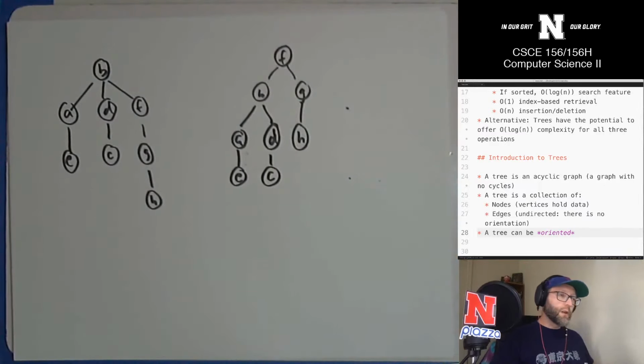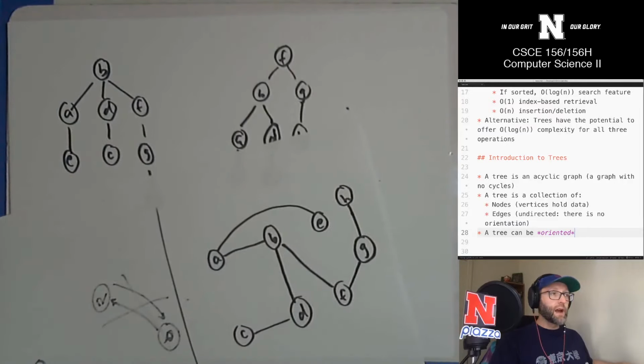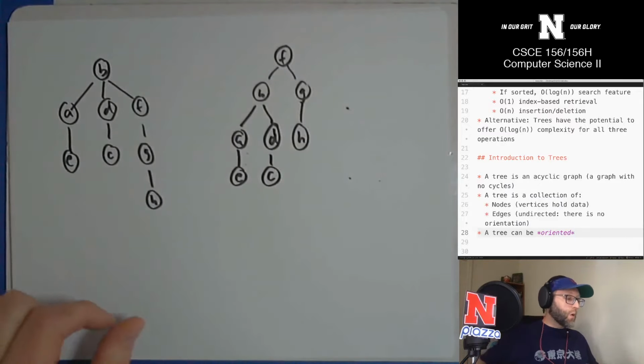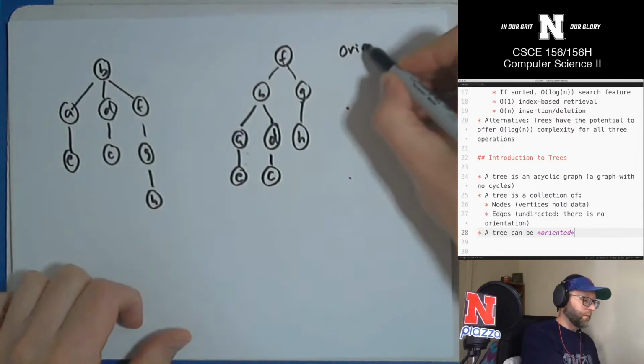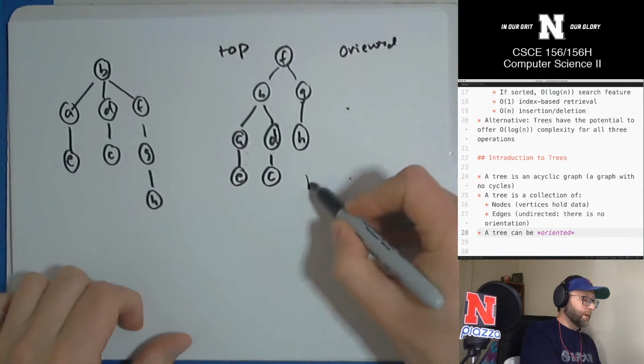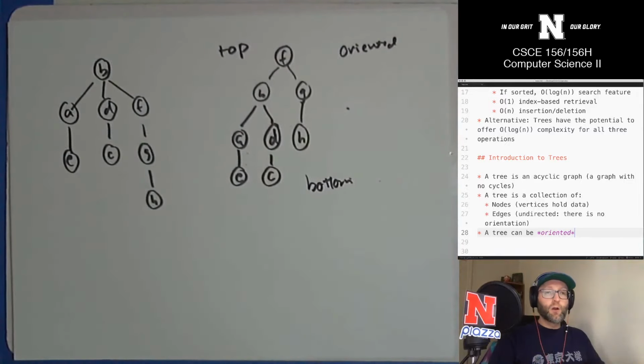So it looks a little bit different. It's the same graph. All three of these things are the same exact graph, the same exact tree. But now these are oriented. This is the top of the tree, and this is the bottom. And we can start to use some terminology here.